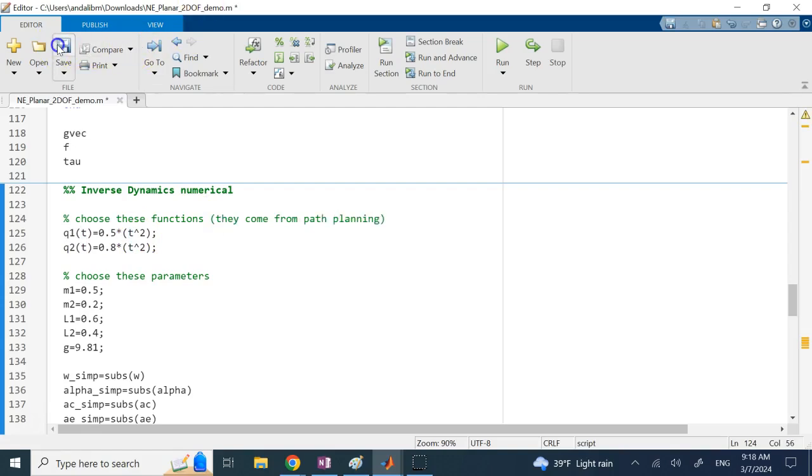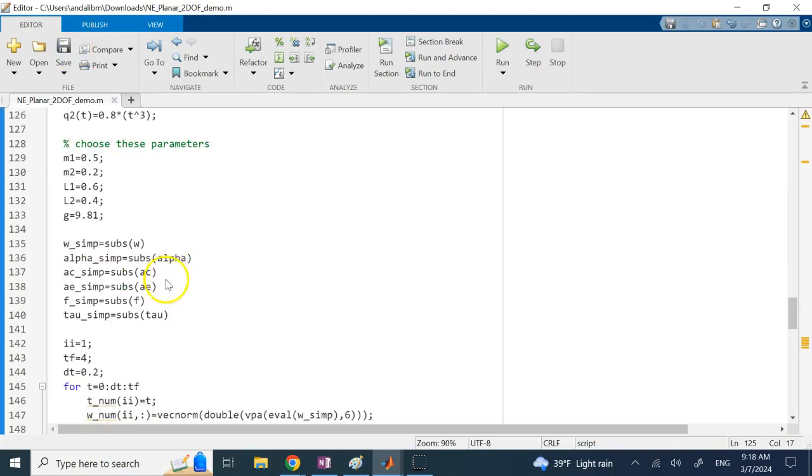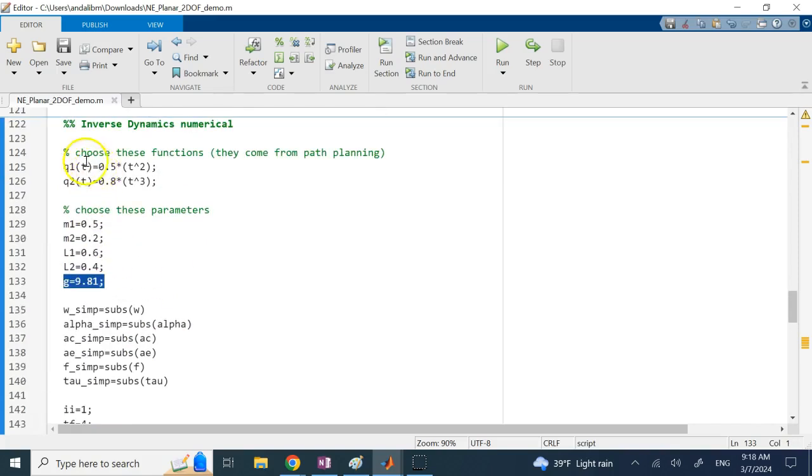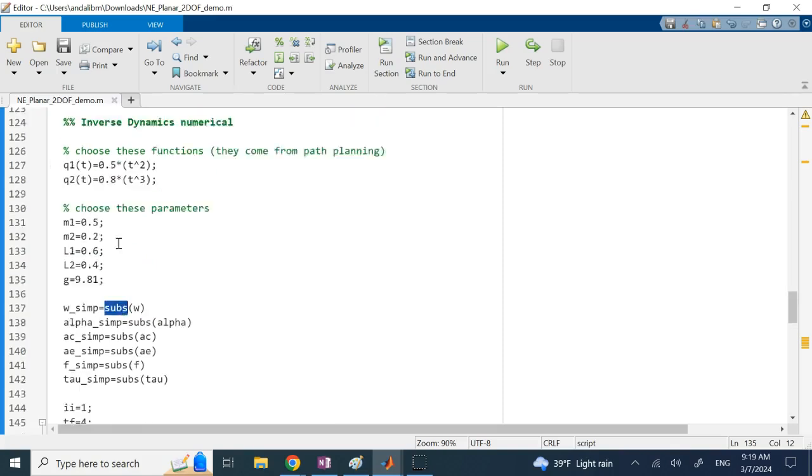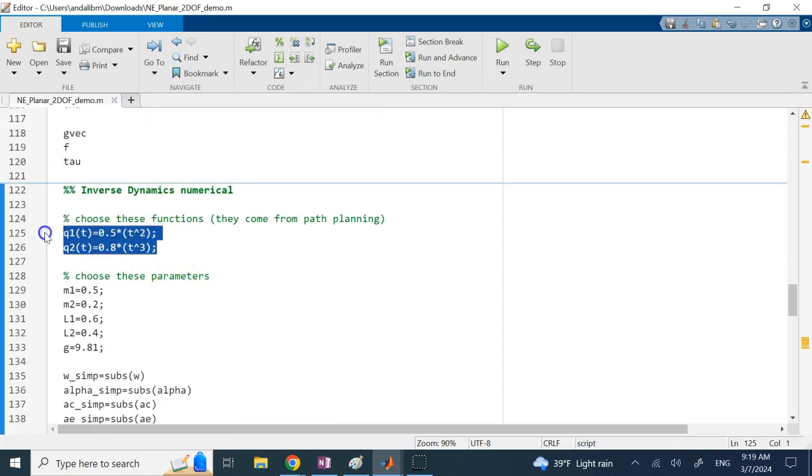So let's say these are my functions. One is 0.5 t squared, the other one is 0.8 t squared, or I can even make it t cubed if you like. And now here I pick some numbers for M1, M2, L1, L2, and G. Of course, G you cannot just pick. And then, before I pass in the time, I use the subs command to carry all the derivatives for me.